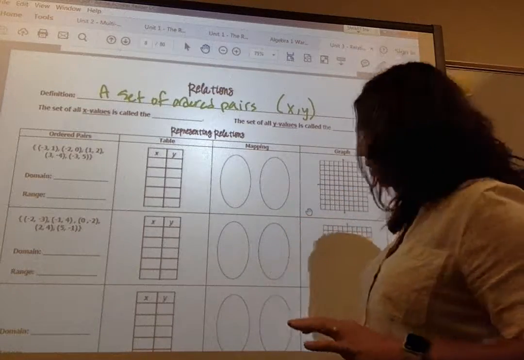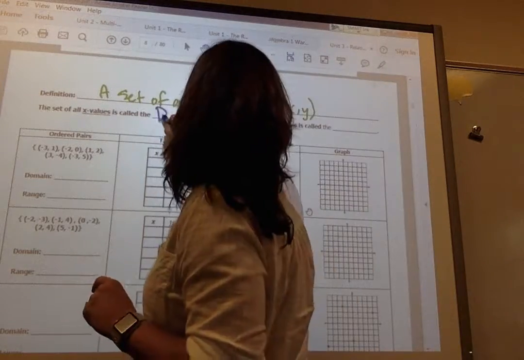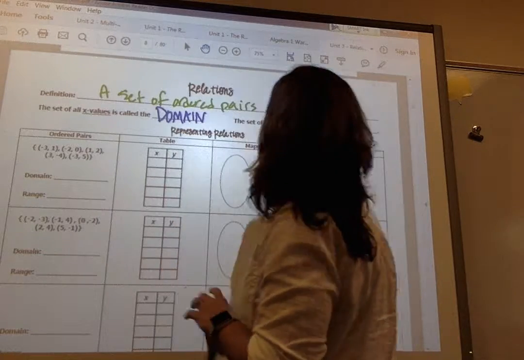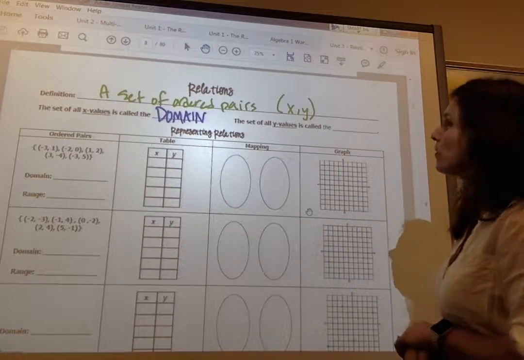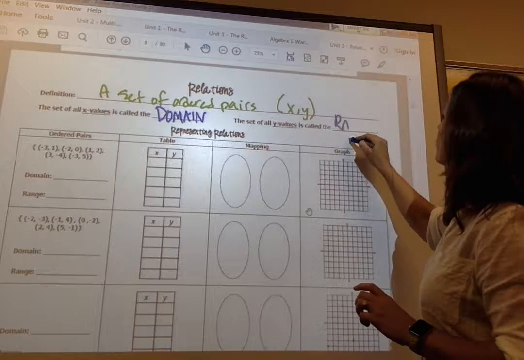The set of all X values is called my domain. And the set of all Y values is called, do you remember? The range.